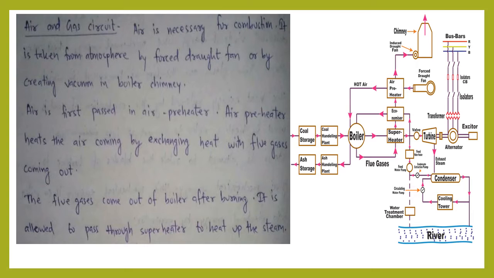The second circuit is the air and gas circuit. As we already know, air should be there for the combustion of coal. Air is taken in by means of a forced draught fan, which means we use a fan that draws in atmospheric air forcefully. Another type of fan, the induced draught fan, creates a vacuum in the boiler chimney.